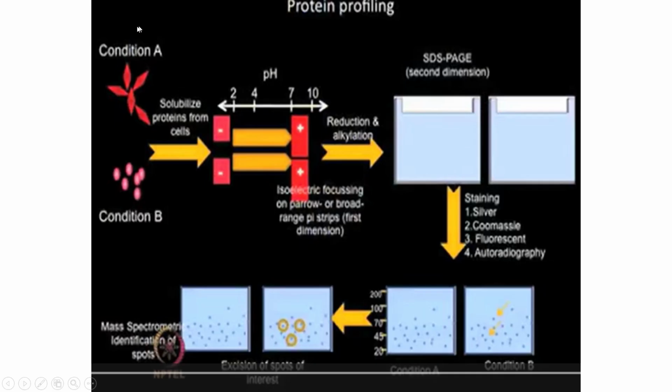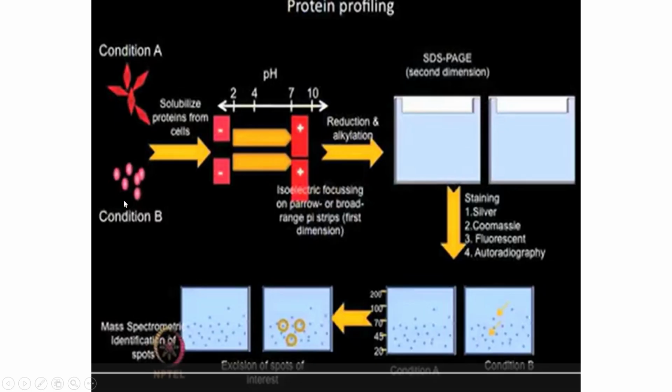For example, condition A and condition B. There are two different proteins. You are running the gel, you solubilize the proteins from cells, and prepare your sample accurately. You will first run the sample on isoelectric focusing.